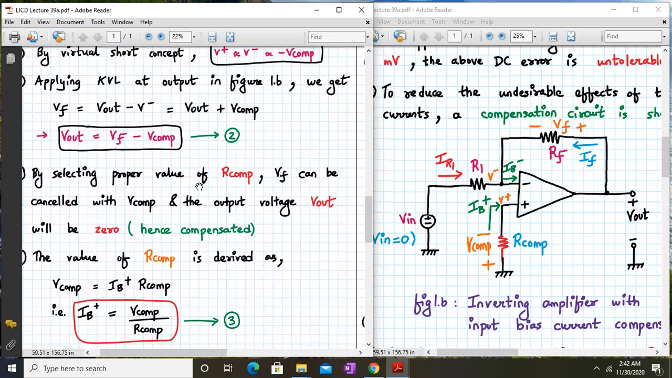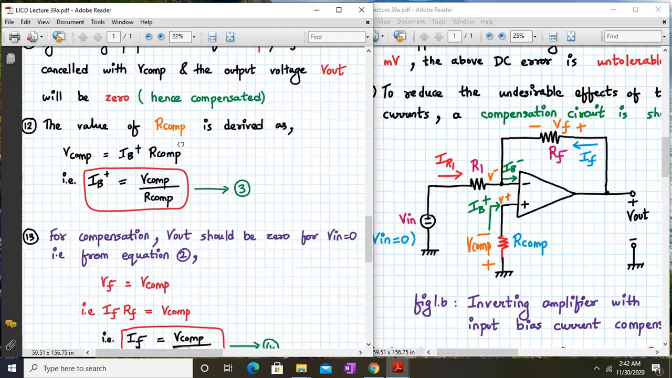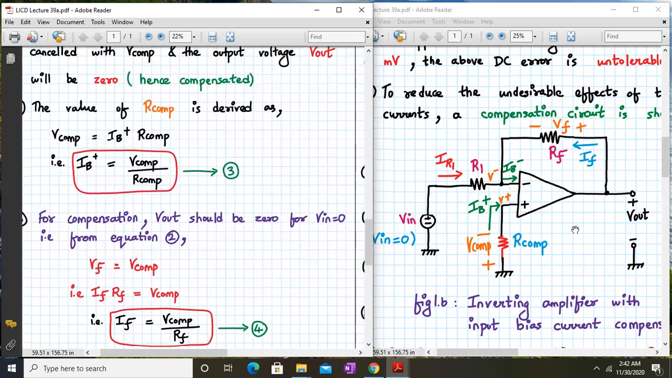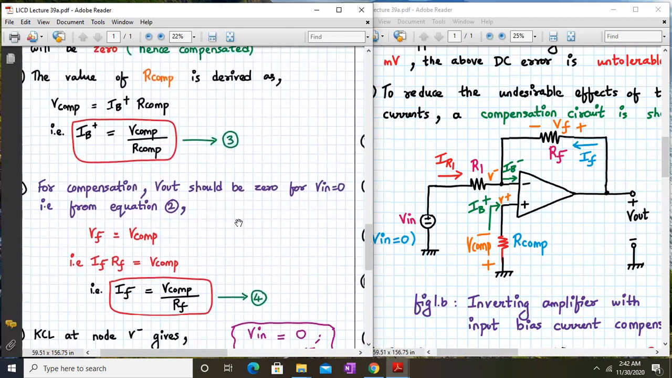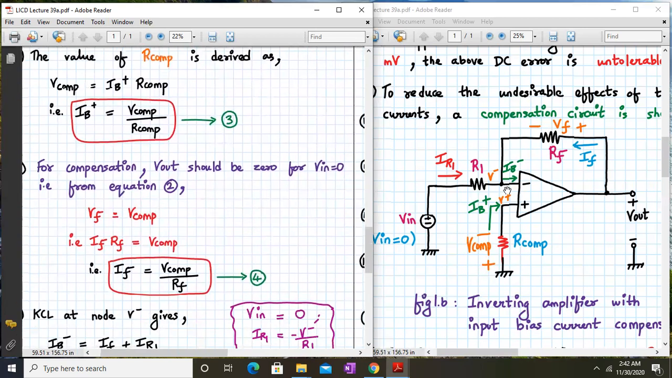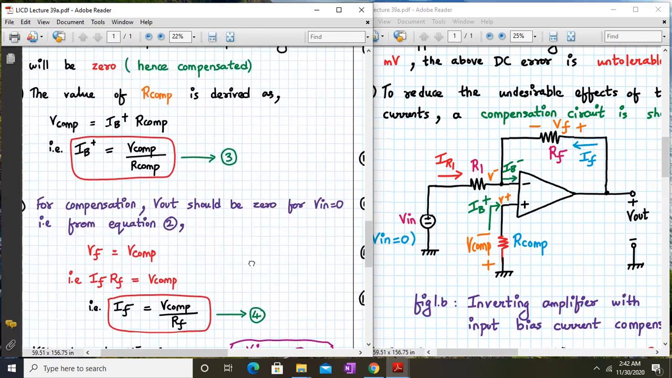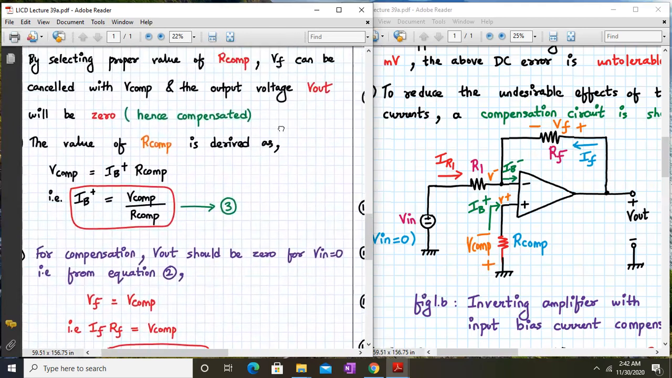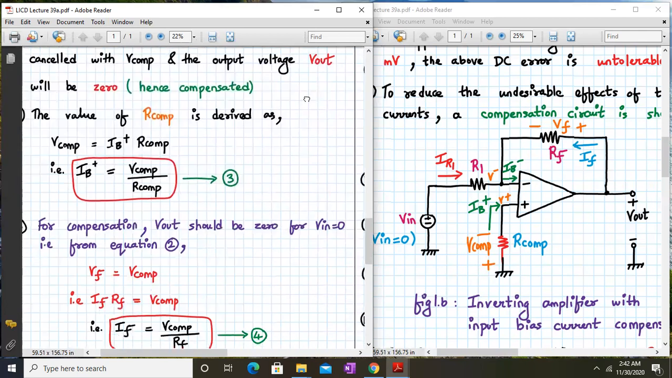And the value of RCOM is derived as follows. From this circuit diagram, what will be VCOM? VCOM will be given by IB plus into RCOM. So IB plus will be VCOM upon RCOM. That is equation number 3. And for compensation, Vout should be 0 for Vin equal to 0, correct? So over here, your VF is equal to VCOM. Okay, from equation number 2, we got. Let us go back to equation number 2.